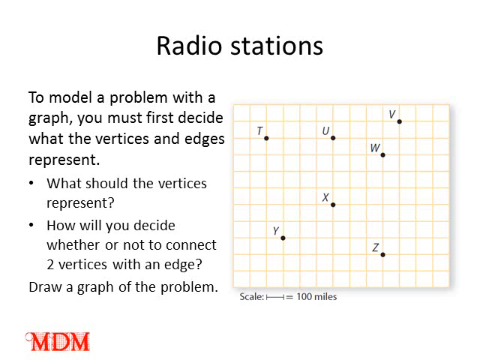How will you decide whether or not to connect two vertices with an edge? Remember that the FCC determines that stations within 500 miles of each other will not interfere with each other. We can use that information to help us decide whether or not to connect two vertices with an edge. So it will be based on the distance they are apart. For some it's going to be very easy, because if they're on a vertical line or a horizontal line, then it's just a matter of counting how many blocks apart they are. Each of those blocks is 100 miles. So this would be 100, 200, 300, 400. So radio station T and U are less than 500 miles apart.